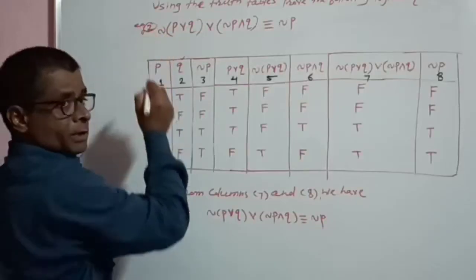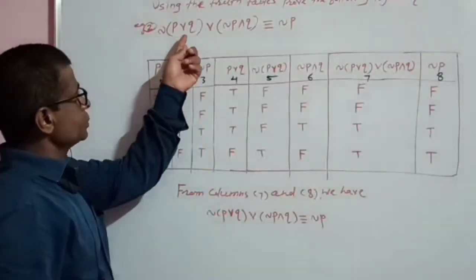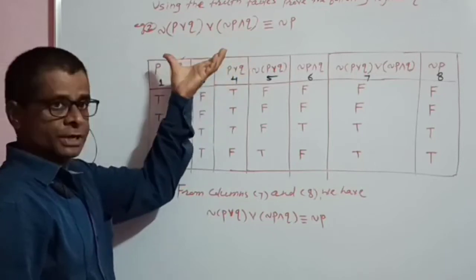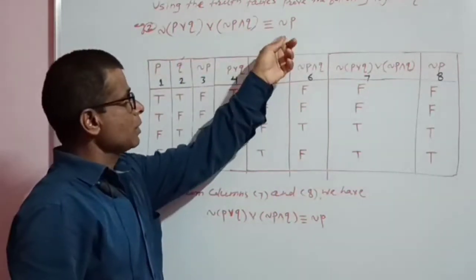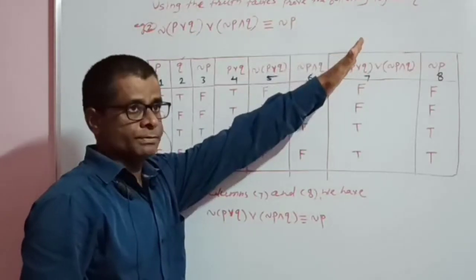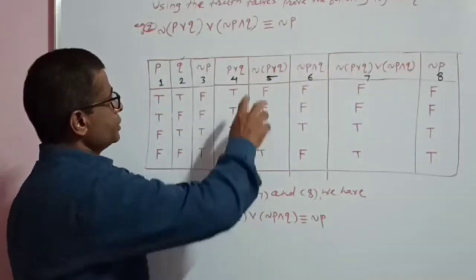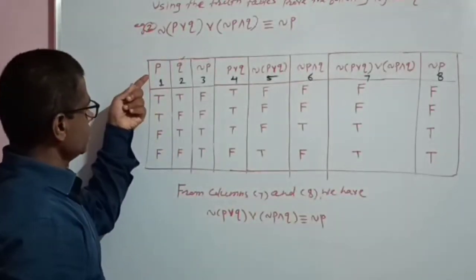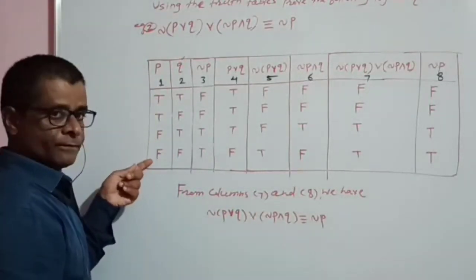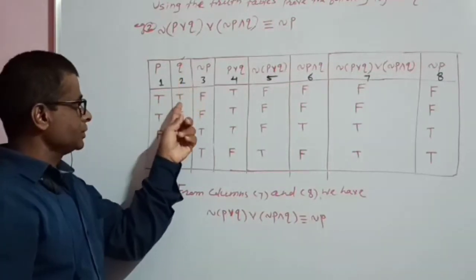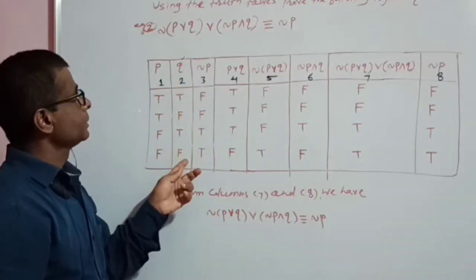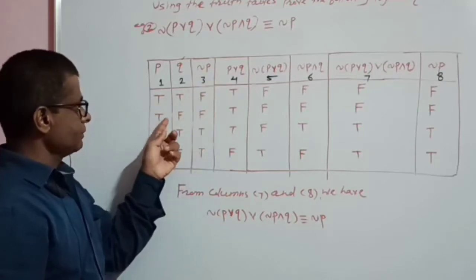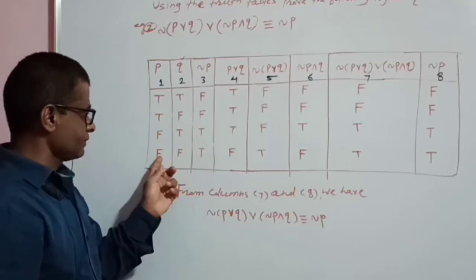Take the next example. Negation of (P disjunction Q) disjunction negation of (P conjunction Q). This is one statement pattern, which is logically equivalent to negation of P. This is the second statement pattern. So we have to show that these two statement patterns are logically equivalent. Say the truth value of P is TTFF, truth value of Q is TFTF, then negation of P is F, F, T, T.